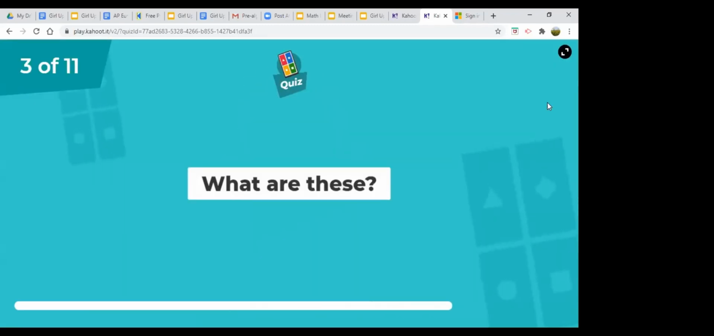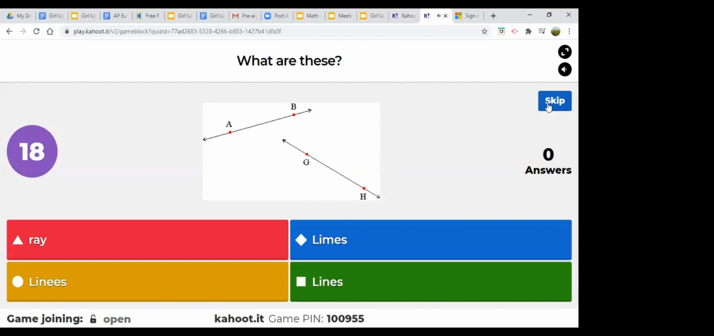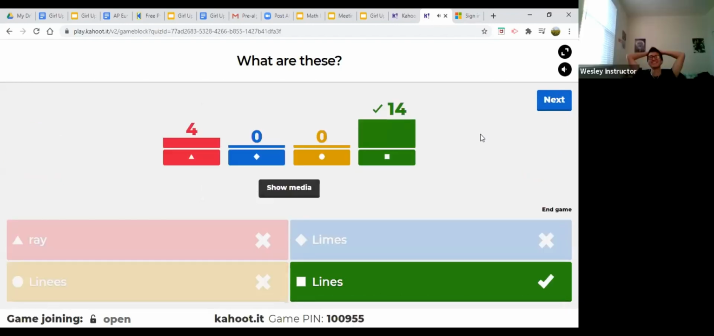What are these? Ooh. Limes? What are limes, huh? Why did I pick the word lime? Oh, you tricked me there. Let's go for lines. What the heck is a lime? Oh, I think it's not a line. Yay. Whoever picked Ray.